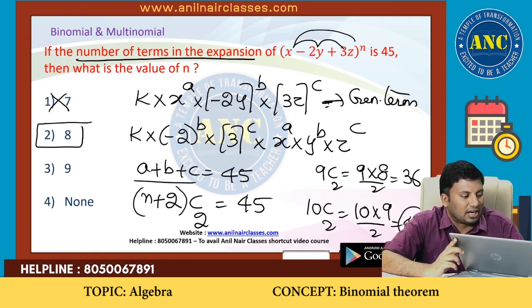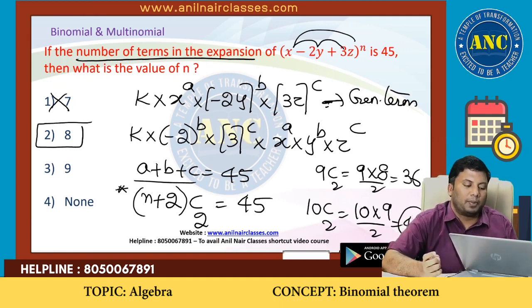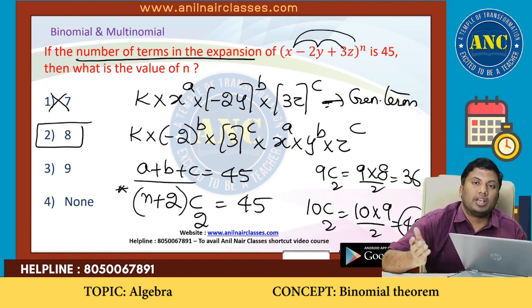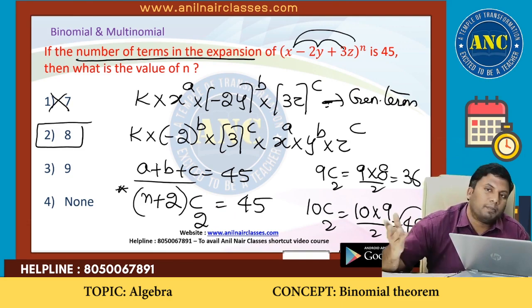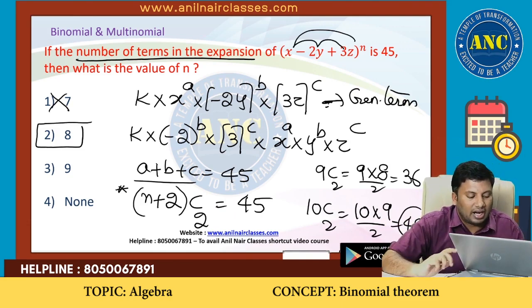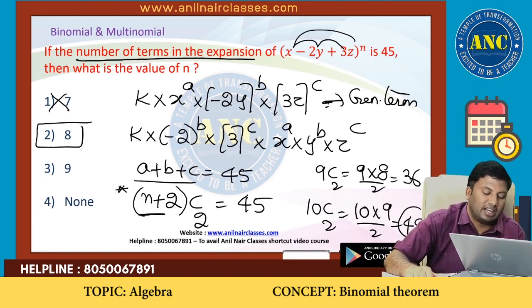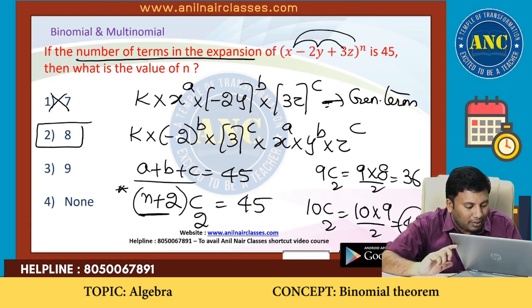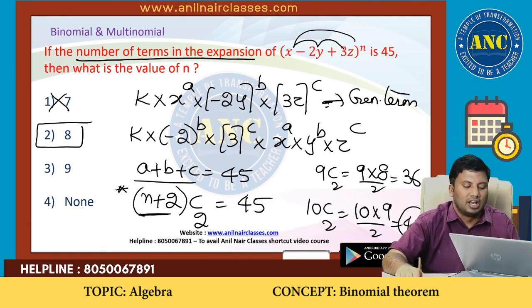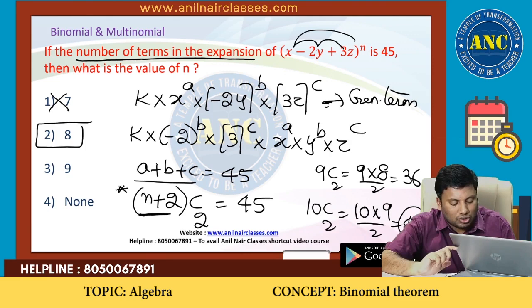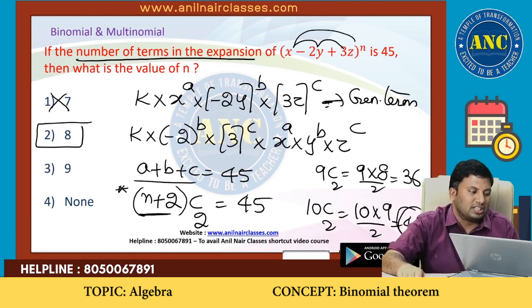Second option is right. I hope it is clear why it is n plus 2 C2. There are 3 variables, so n plus 3 balls are kept in a line, and there are n plus 2 gaps. If 2 variables are there, I need 1 cut. If 3 variables are there, I need 2 cuts. So n plus 2 C2. If n is 8, 8 plus 2 is 10. 10 C2 is 10 into 9 by 2, which is 45.